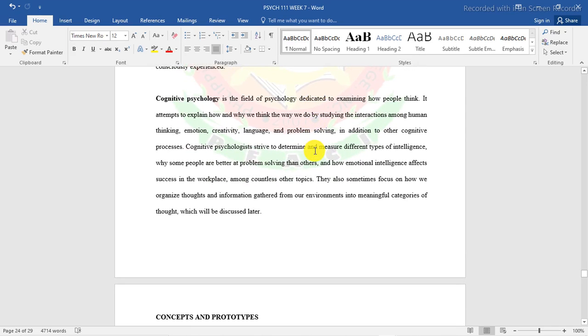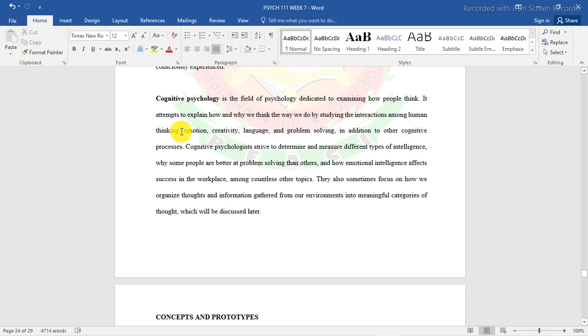So, ano yung cognitive psychology? Ito yung branch ng psychology, which is the field of psychology dedicated to examining how people think. It attempts to explain how and why people think the way they do by studying the interaction among thinking, emotions, creativity, language, and problem-solving. Example, by just thinking, ano yung pag-iisip mo dito?